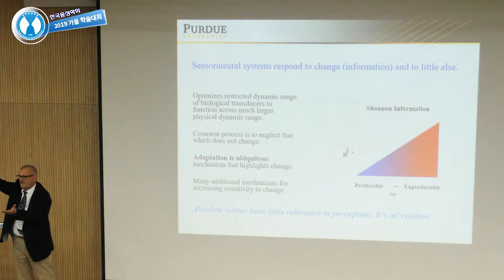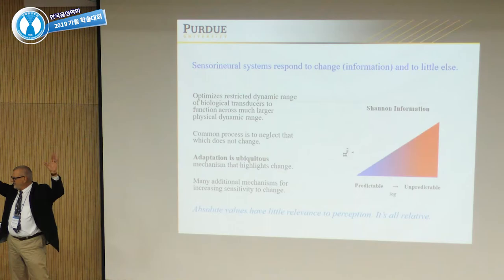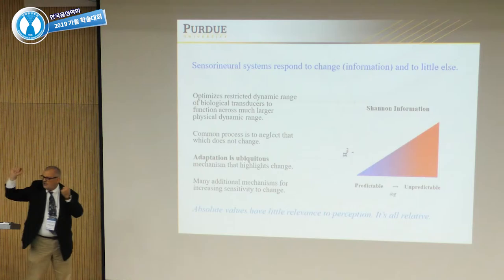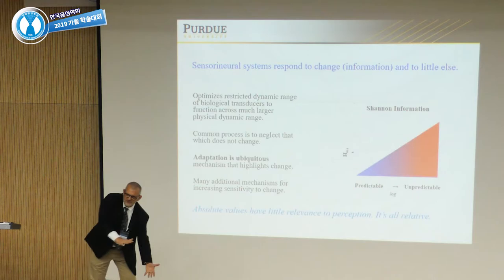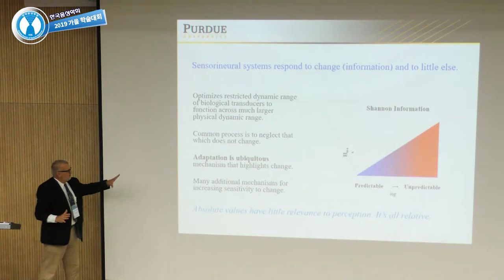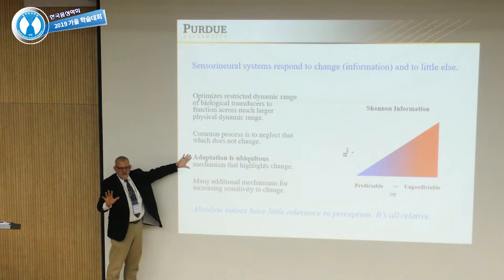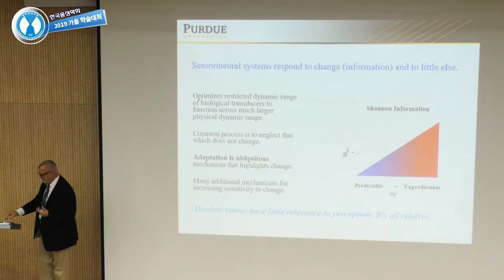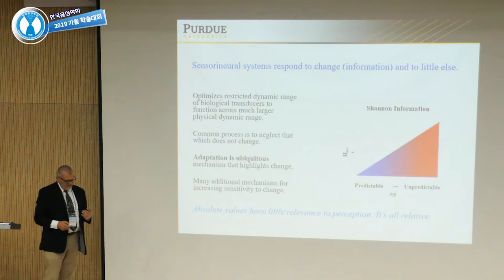So if you walk out into bright sunshine and at first it seems really bright and it's hard to tell things apart, your eyes adjust and they bring your dynamic range up there. You walk into a dark place or a theater, at first you're blind, and the whole system adjusts to look at energy fluxes down there. So this is all about change. And this is called adaptation, and this is a ubiquitous mechanism in all of perception. And there are many more additional mechanisms that enhance our responsiveness to change as we ascend through the system.